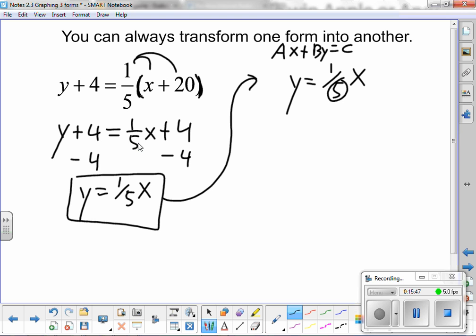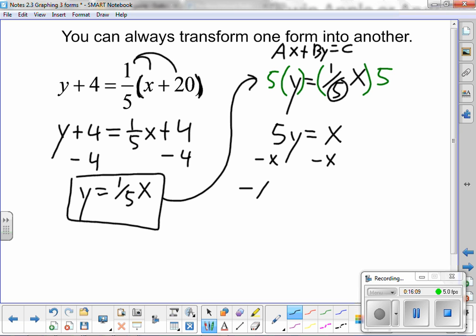So what we're going to do is a fraction buster and multiply both sides by 5. The multiplication property of equality says we're allowed to do that. So we're going to do 5 times y equals 1/5 of 5 is 1, so just an x. Now that that's gone, I want to get my x's and y on one side. So I'm going to get negative x plus 5y equals x minus x is 0. So your c actually ends up being a 0, but that is standard form.